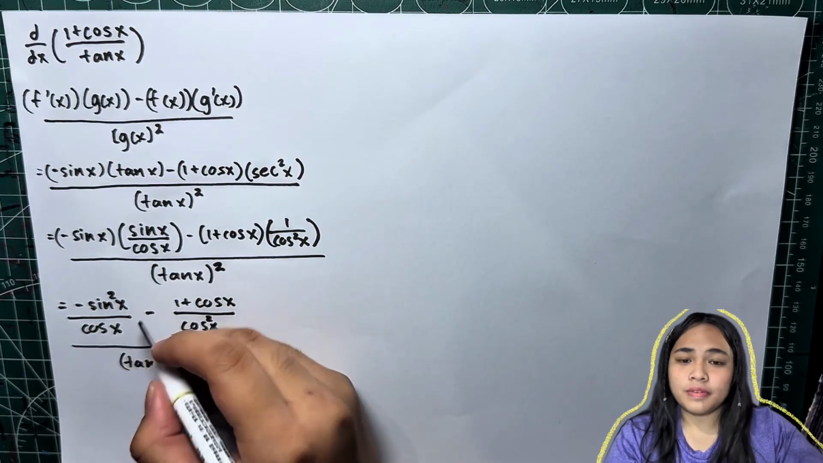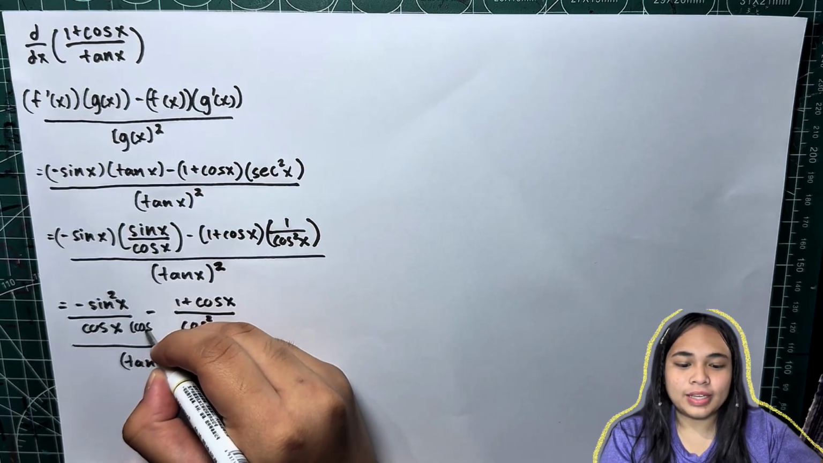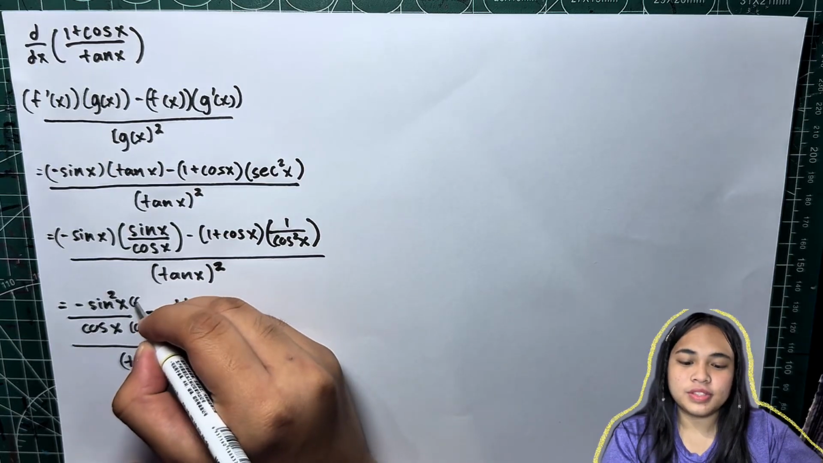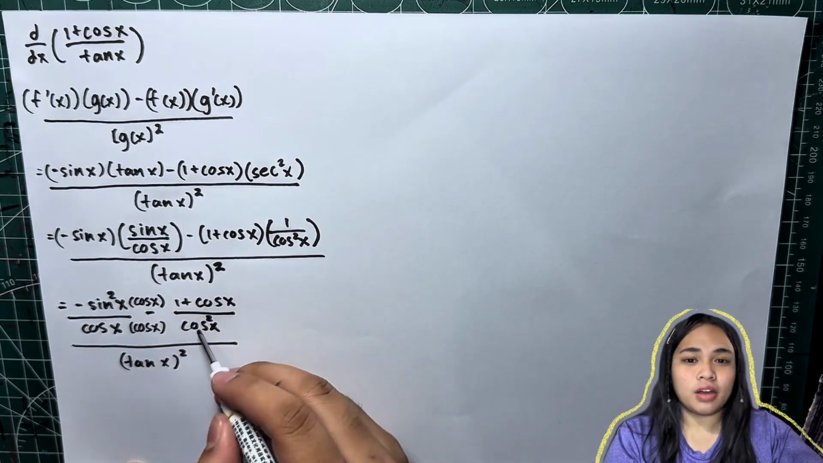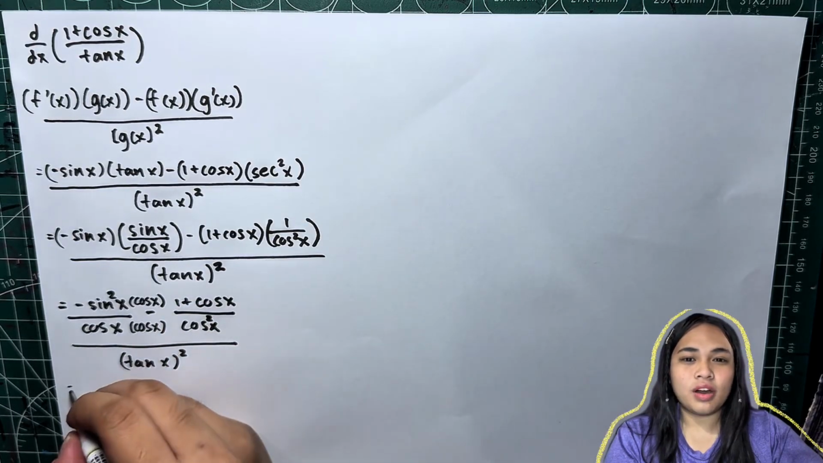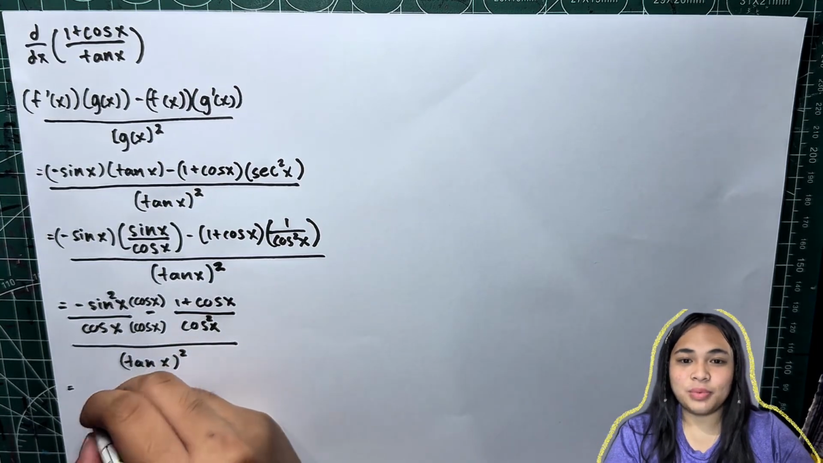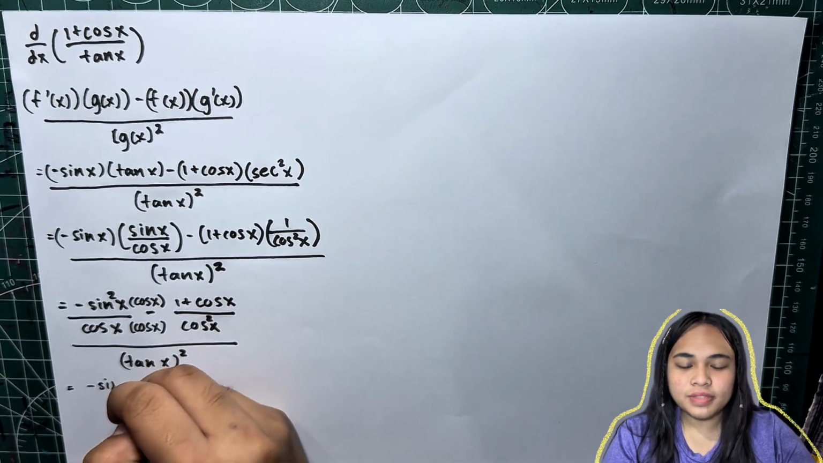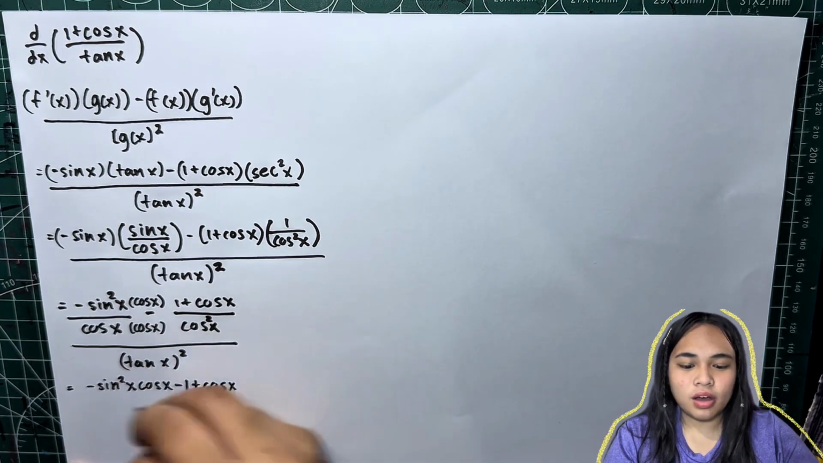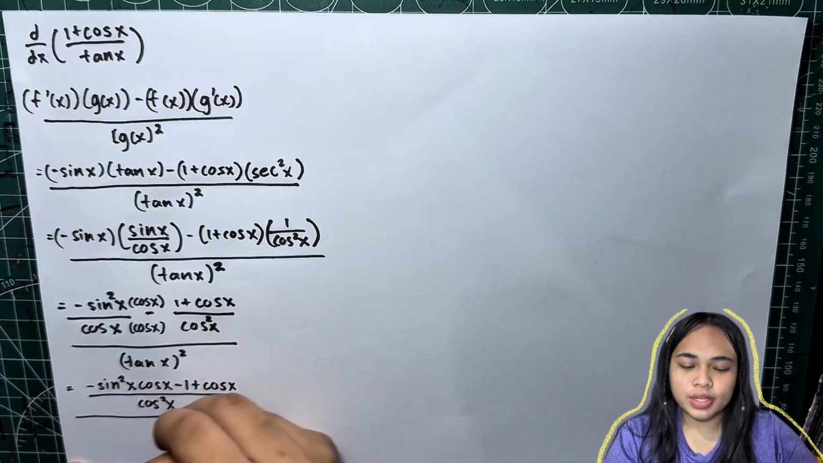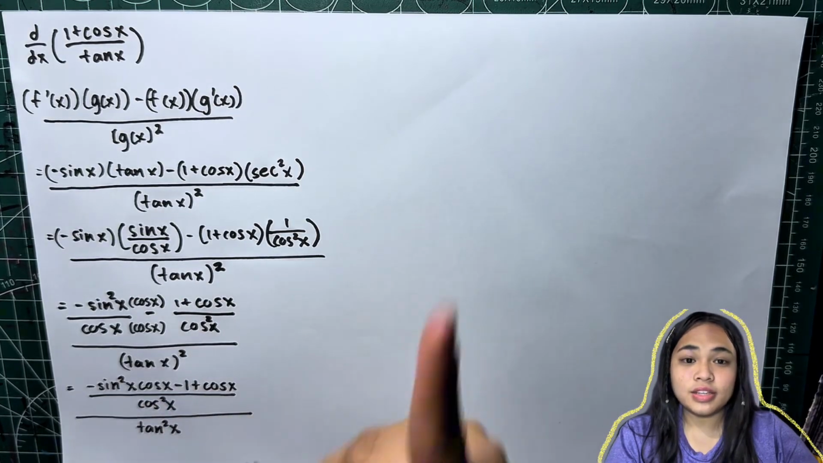Therefore, we have to find the common denominator. To do this, simply multiply cos x to the first term's numerator and denominator, as cos x multiplied by cos x is equal to cos squared x. Now that we have done that, we can now combine them, and we will have negative sine squared x cos x minus 1 plus cos x over cos squared x, over tan squared x.